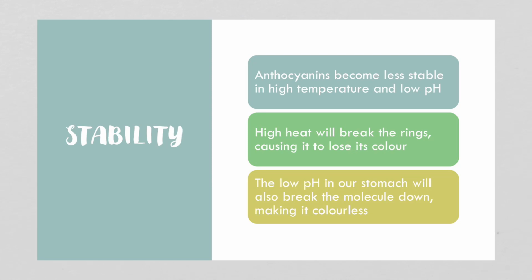Stability. So anthocyanins become less stable when they're in high temperatures and low pH. So high heat will break the rings, causing the molecule to lose its color. And that's why when you're cooking vegetables too, you'll see a decrease in the color, making it more colorless. Also, the low pH in our stomach, once we've eaten the food, breaks the molecule down and then it loses its color as well.